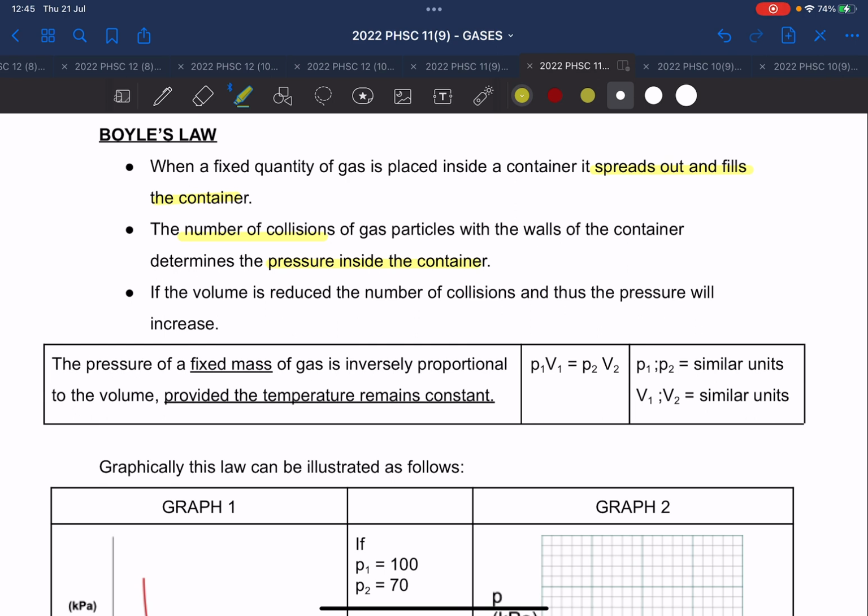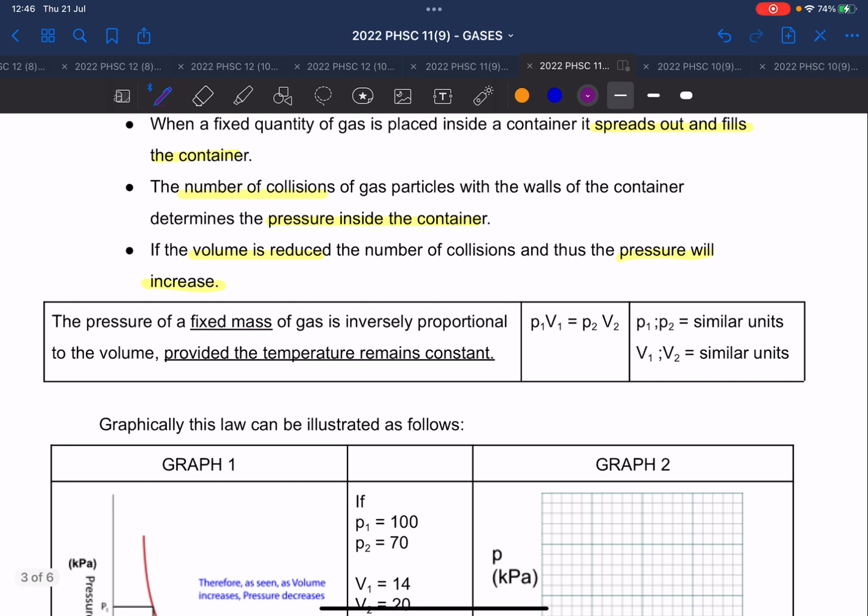If the volume is reduced, the number of collisions will increase. Does that make sense? So if you take the same amount of gas in a big container and the same amount of gas in a smaller container, the pressure in the smaller container will be bigger because there's less space to move around inside, so the probability of it hitting the container is higher. Okay. So this is exactly what Boyle's law says.